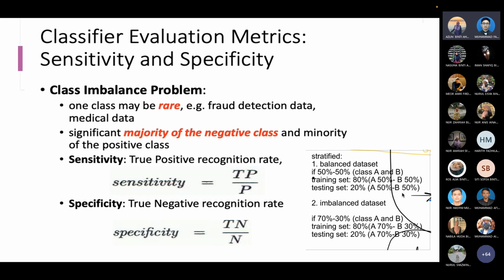Okay, bila melibatkan class imbalance, you kena buat stratified. Bila you nak buat hold out method ataupun k-fold, you kena buat stratified sebenarnya, sebab to make sure that both classes are balanced. Bukan balance je, balance dari segi distribution lah.